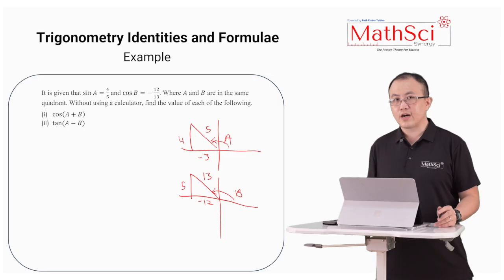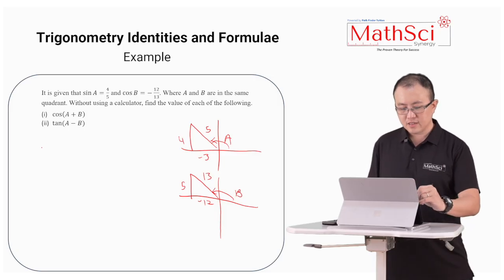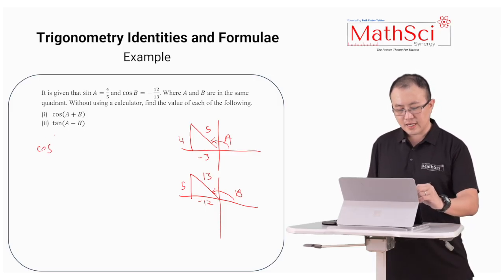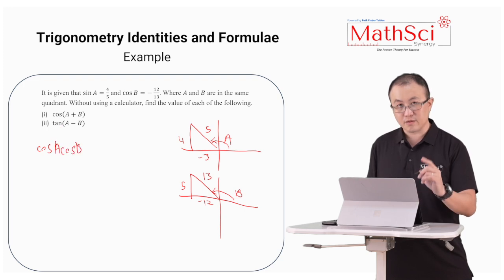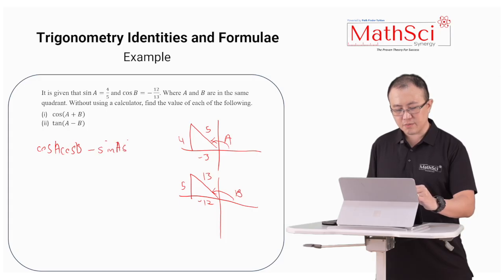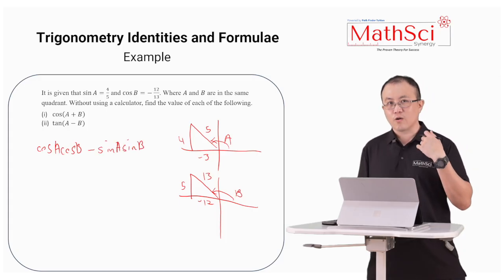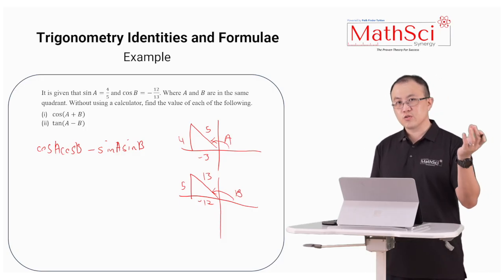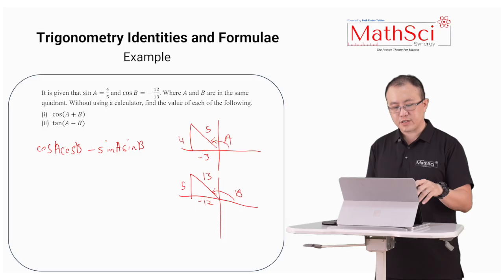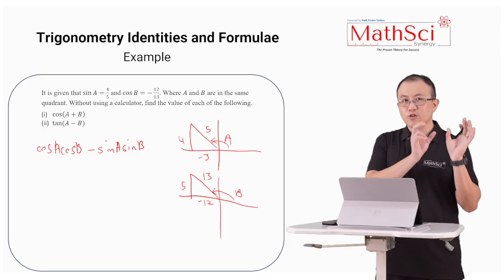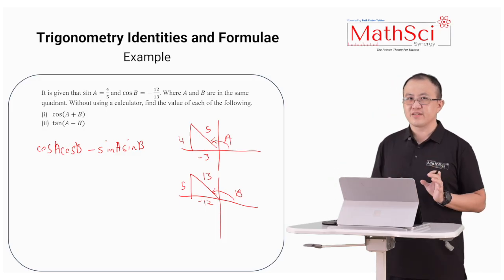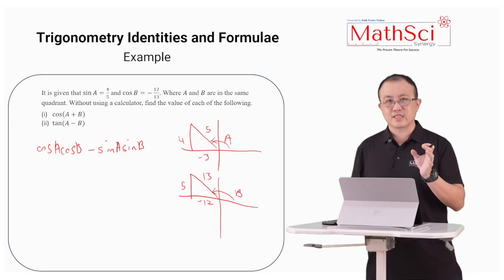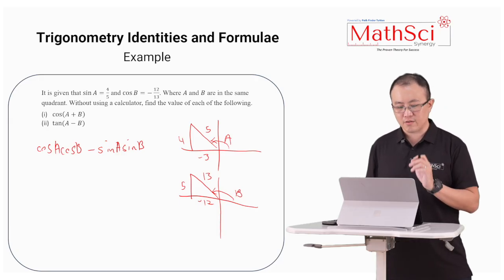Part 1 asks me to find cosine (A plus B). So cosine (A plus B) will be cosine A cosine B, okay, we use the formula, minus sine A sine B. For cosine, I already remember that the first two expressions will have the same function. So cos, cos, sine, sine. And I remember that if it's a plus inside, then I will have a minus outside. That's why I wrote this.